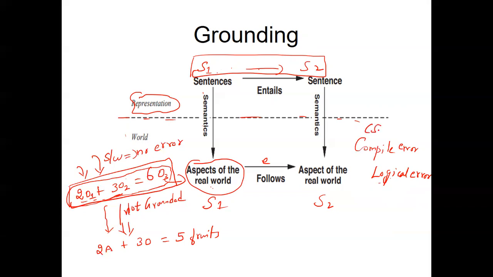Unless you make it syntactically correct, you cannot execute the program. So a compile time error is nothing but a syntax error. But what is a logical error? There is no syntax error, the program is syntactically correct, but in the logic, in the actual way of getting things done, you have made a mistake. So your program may execute, but it may not execute in the way it was intended. So that is what grounding is about.